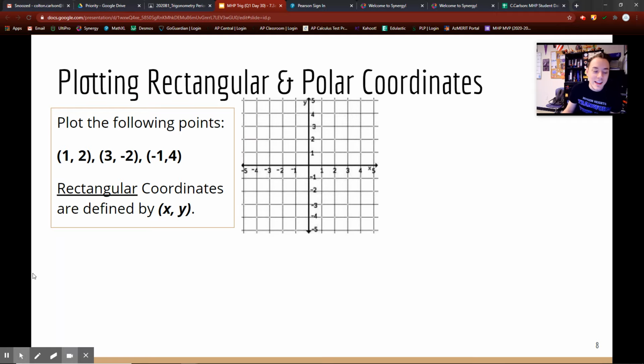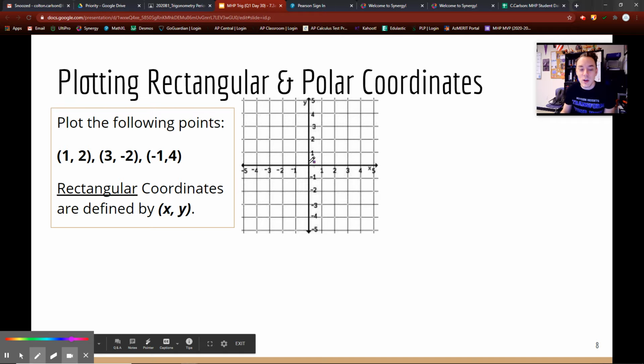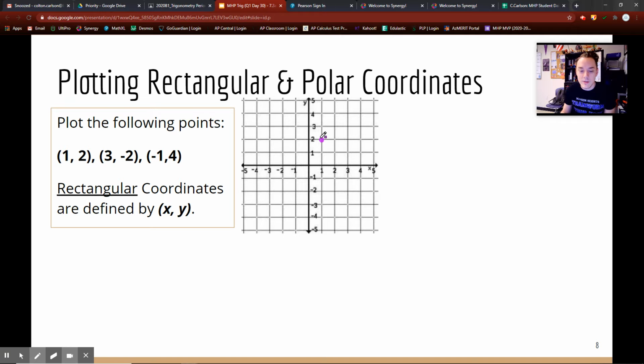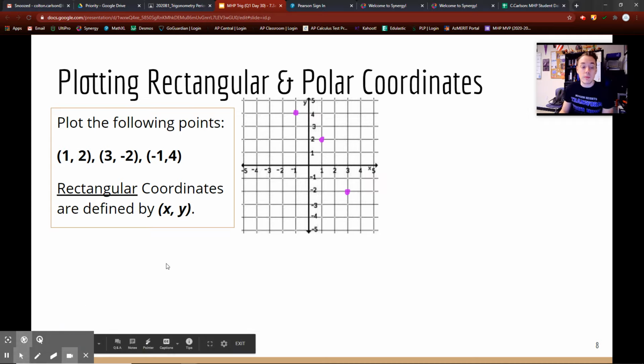Well, it should be very simple. Okay, so (1, 2) is all the way up here, of course. (3, -2) is down here. And then (-1, 4) is up here. Very, very simple. You guys remember learning this when you're like in 7th grade, 6th grade, or something like that? Probably 7th grade. Very simple indeed. Or maybe even 6th grade for some of you because you're so advanced in math. I don't know. Okay, so that is how to plot rectangular coordinates.